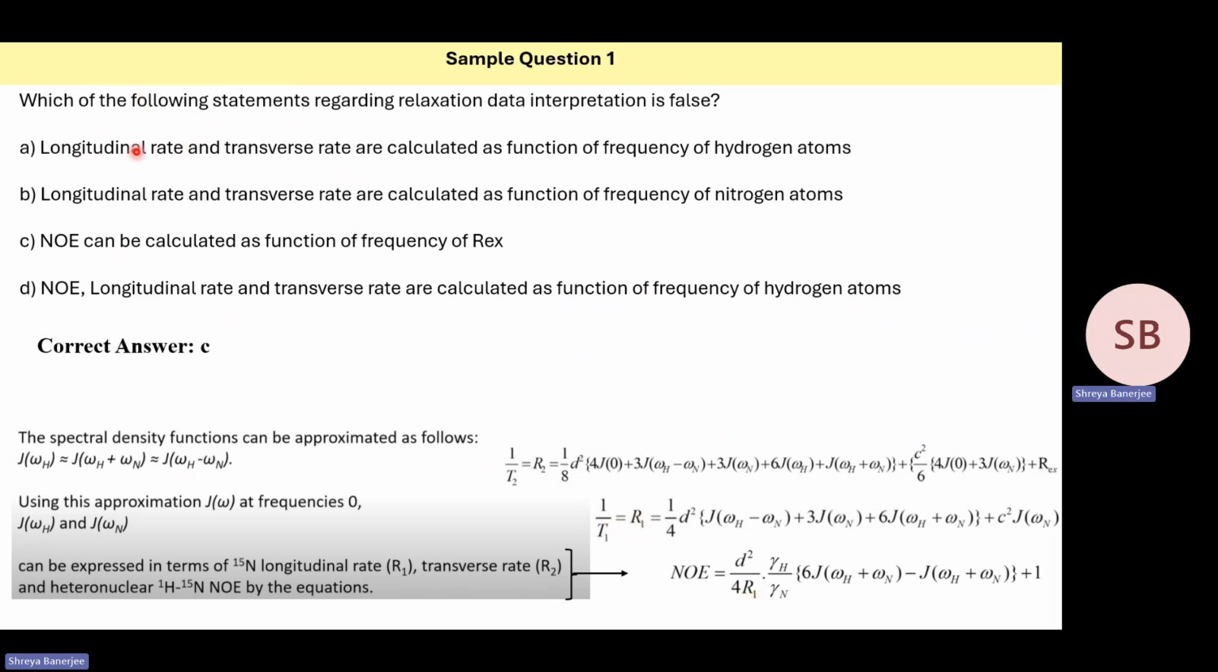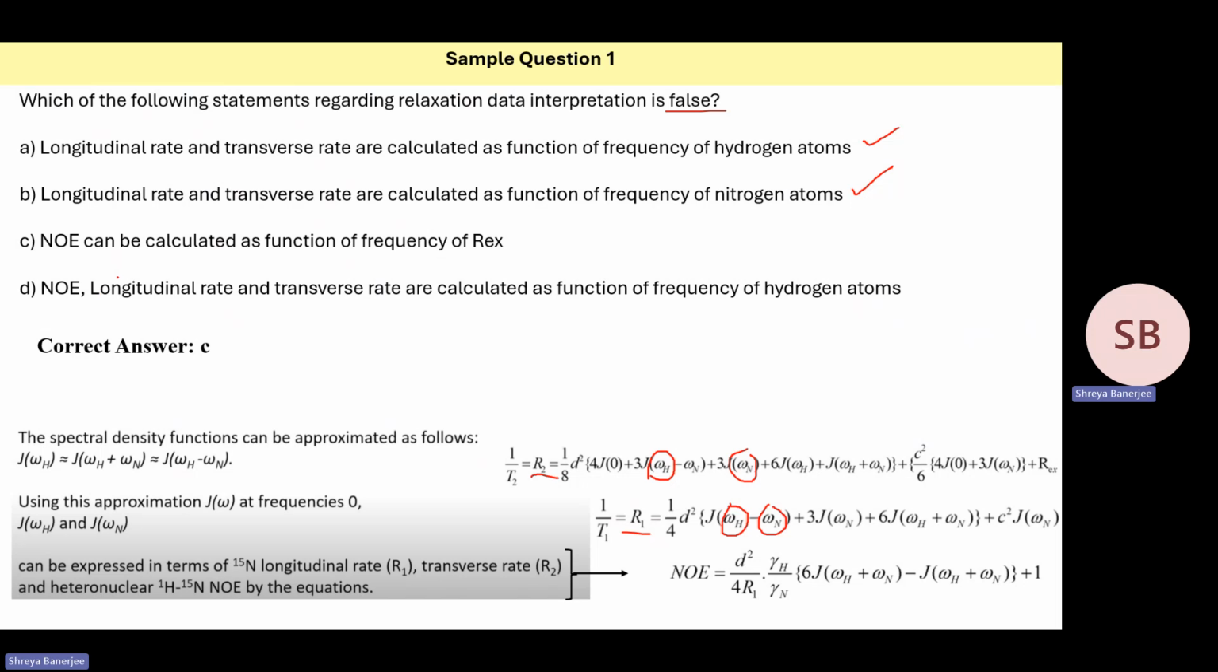So longitudinal relaxation rate and transverse relaxation rate, that is R1 and R2, are calculated as function of frequency of hydrogen atoms. You can see that in the formula of R2, you have omega H, that is the frequency of hydrogen atom. And in R1 also you have omega H. So this is true, but the question is asking what is false. Then it is saying longitudinal rate and transverse rate are calculated as frequency of nitrogen atom. And you can see in both you have omega N also. So this is also true.